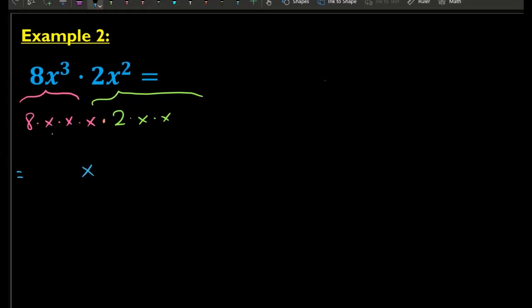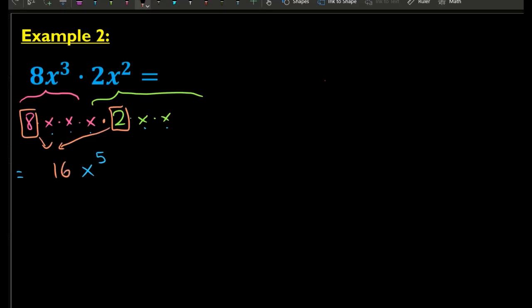So you have 1, 2, 3, 4, 5, x to the 5th power. Now, what should I do with the 2 and 8? My question for you is, what kind of operation are we working on right now? Hopefully your answer is multiplication. Then what we can do is multiply 8 times 2, which is 16.